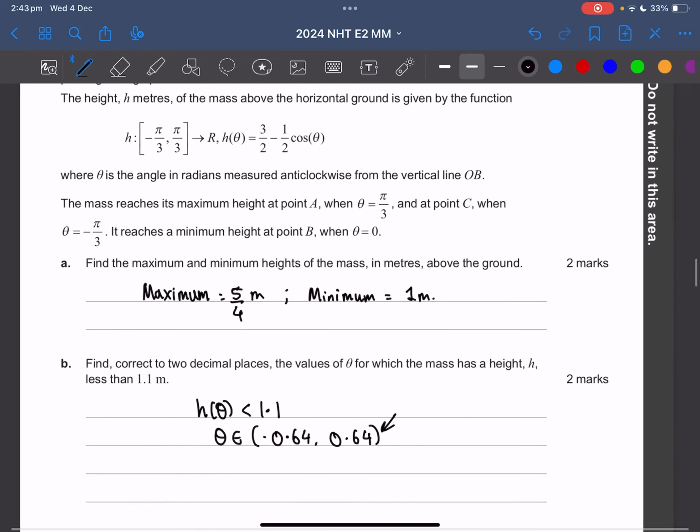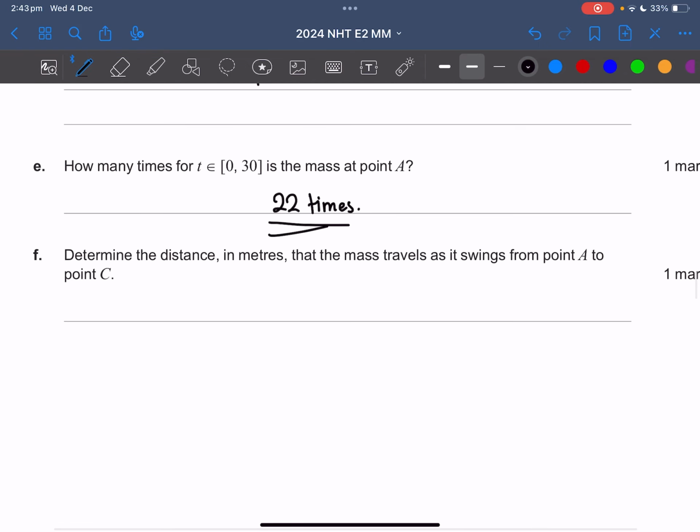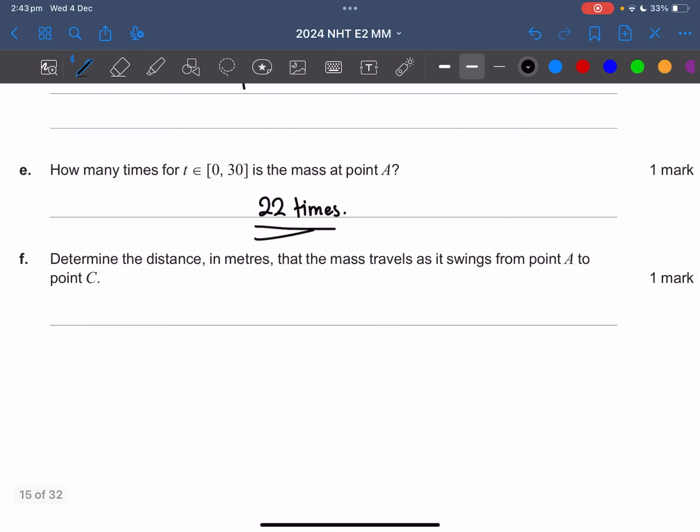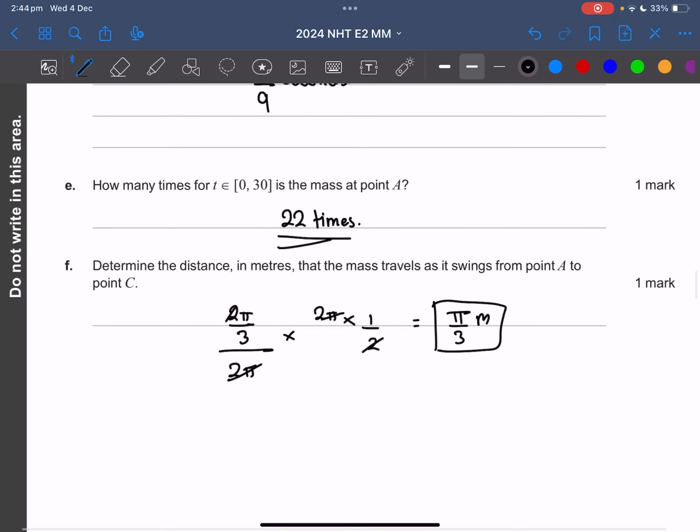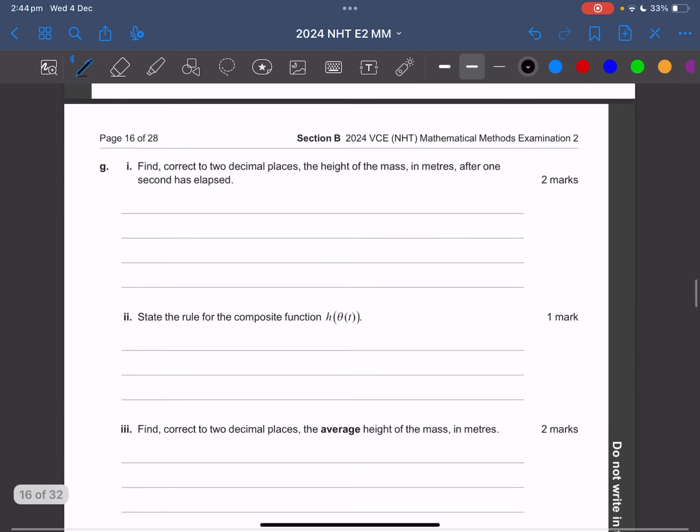Hopefully this made sense. So let's write that down. So it will be 2 pi on 3 divided by 2 pi times 2 pi r times the radius, which is 1 on 2. This and this would cancel out, this and this would cancel out, leaving us with pi on 3 meters. Okay, hopefully this made sense to you guys. Alright, let's move on to the next question.